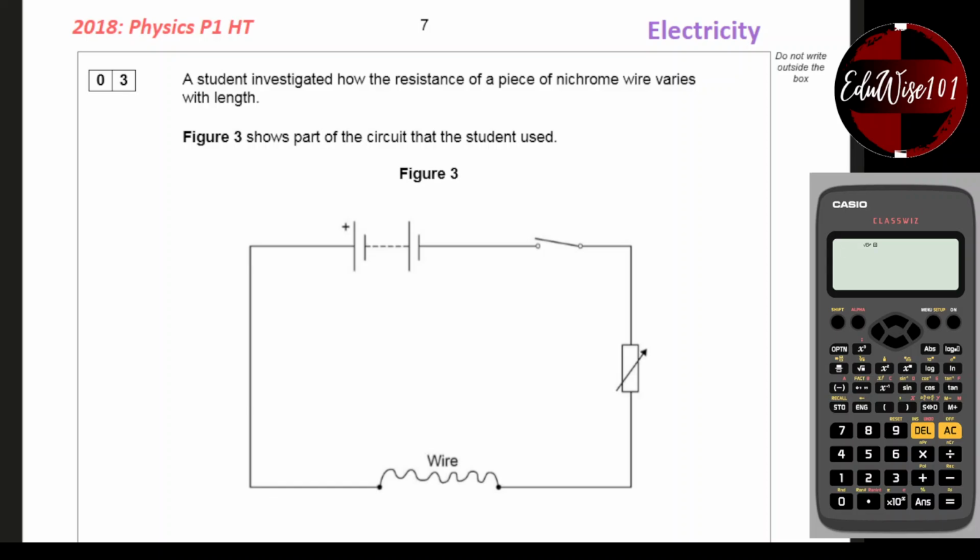So you have the cell or the battery to be exact, a switch and a variable resistor here, and the wire. So this would be the variable resistor there. Let me label that. Resistor.